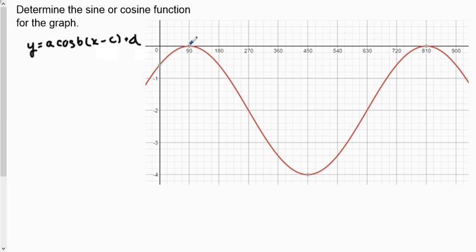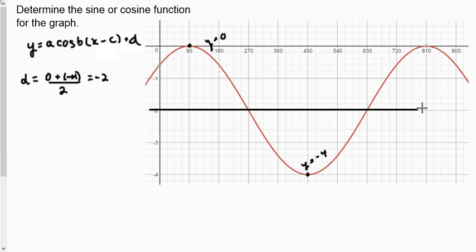To start this, what I'd like to do is find a maximum. So I've got one here, and I also like to find a minimum. So I can see I have a maximum at y equals 0, and I've got a minimum at y equals negative 4. That's going to allow me to find my midline, or the d value. So to find the d value, I'm going to take my value at 0, and I'm going to add my negative 4 to it, and divide that by 2. So that's going to give me a value at negative 2. So I'm going to have a midline for my graph right across the page here.